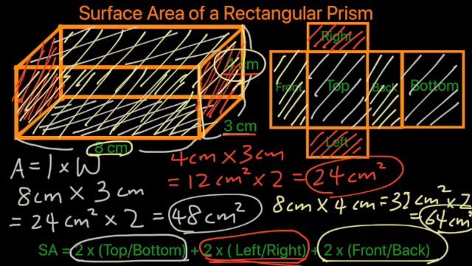And the final step would just be adding them all together. So we have 48 plus 24 plus 64. And the answer is 136 cm squared. So this is how you would find the surface area of a rectangular prism.